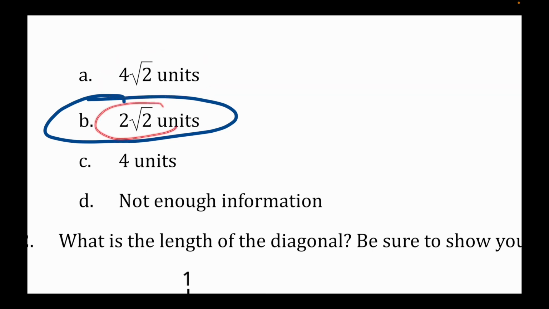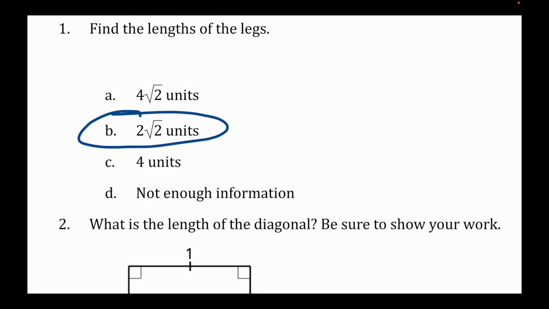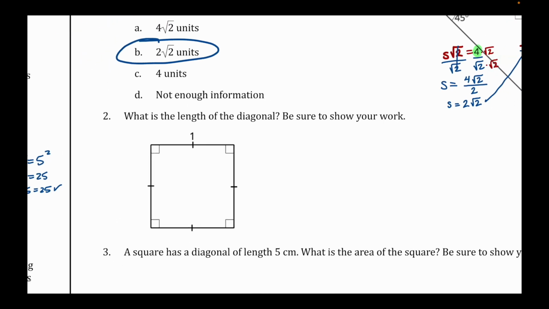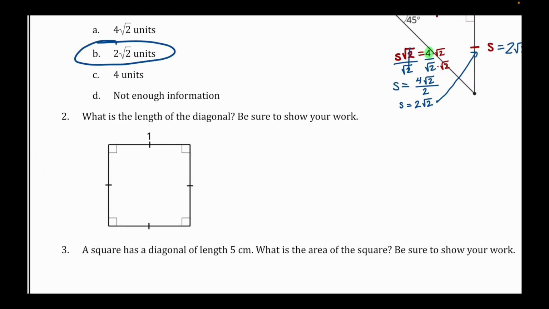So 2 times the square root of 2, if you're just trying to narrow things down, would be the only one that works, or not enough information, but there definitely is enough for us to solve it. But at least that would give you a 50-50 shot at answering things correctly if you were just guessing, making an educated guess. But that brings us now to question 2.